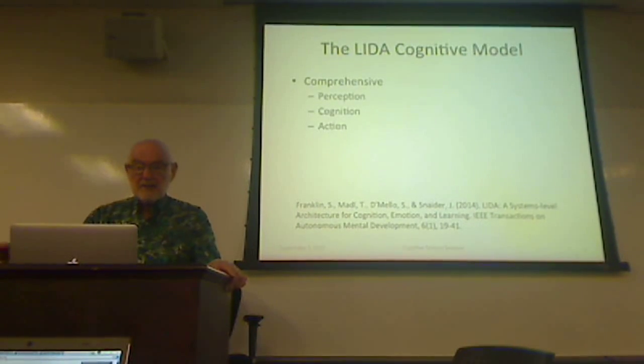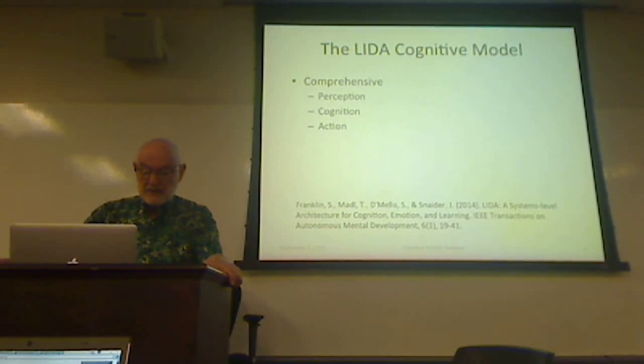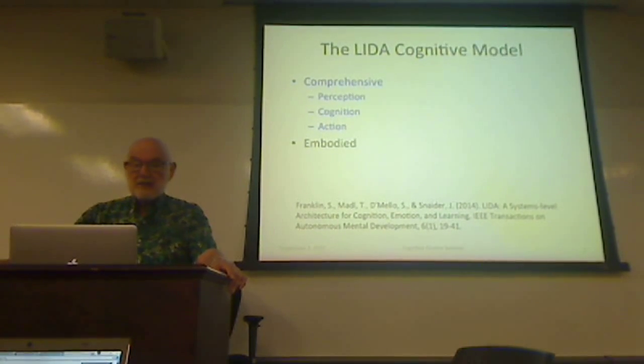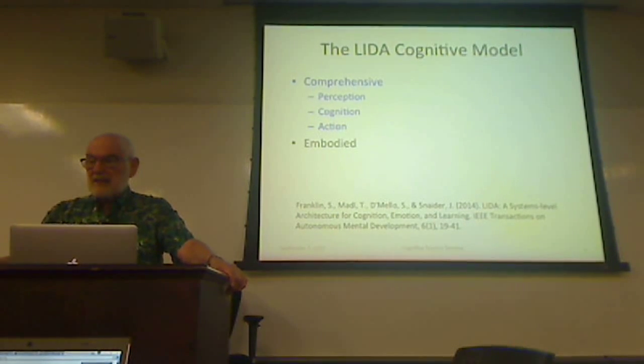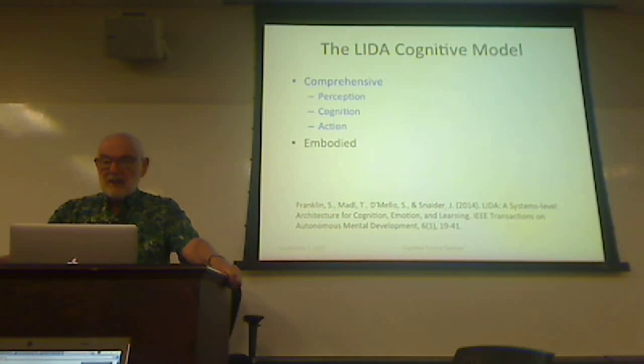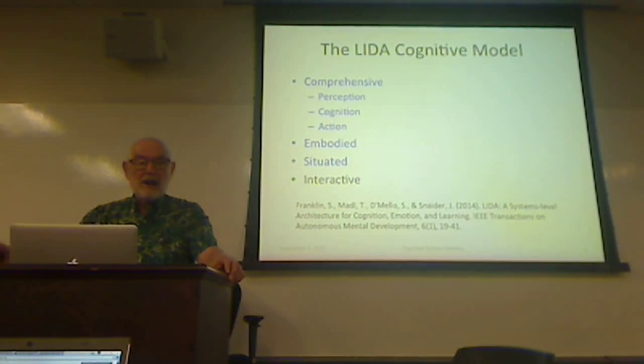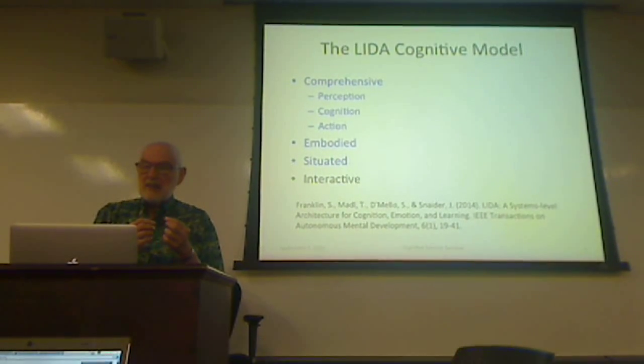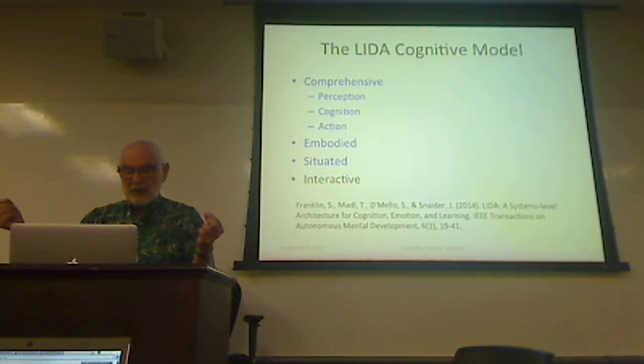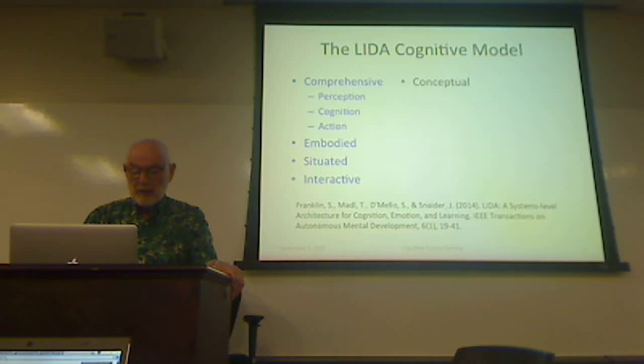The LIDA cognitive model is comprehensive in the sense of the system level. It takes in perception, cognition, action. It's embodied in the sense that the body of the agent influences its cognition. It's situated in that its cognition is influenced by the environment in which it finds itself. It's interactive in the sense that if you look at an incoming stimulus and an outgoing action, it's not a pipeline, a straight line in between. There are lots of modules and they interact in all kinds of ways, as you'll see in a bit.